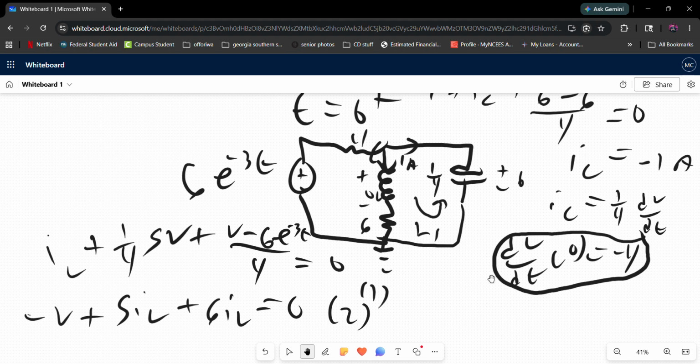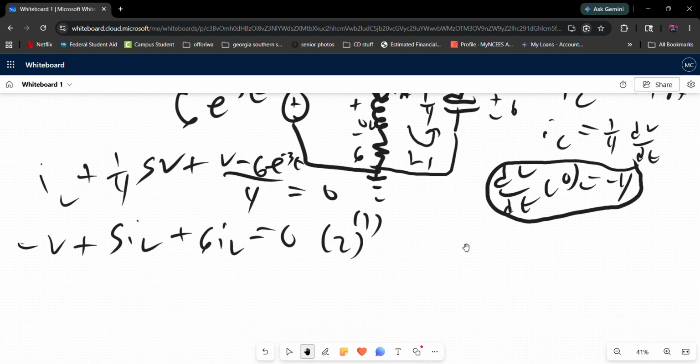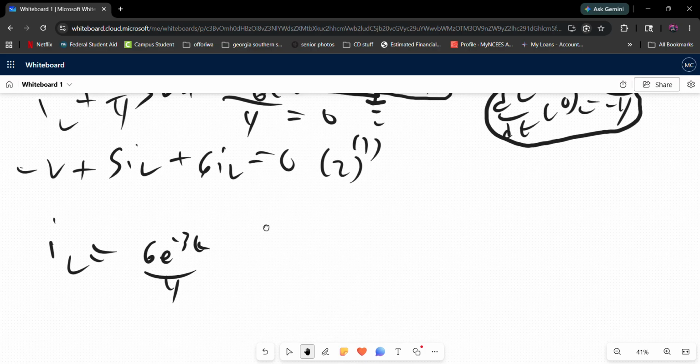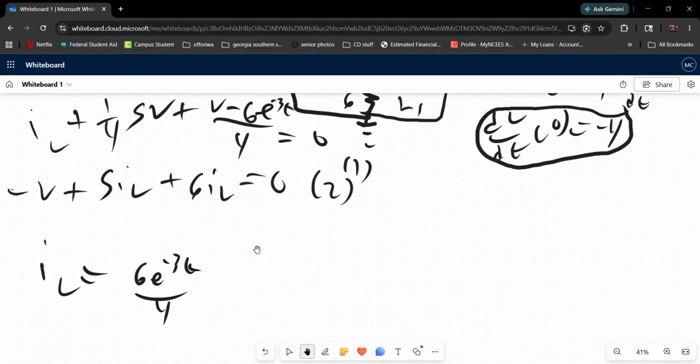So now we're going to use equation 1. We're going to solve for IL, and then take the derivative, and then plug that into equation 2. So let's reorganize equation 1 here. IL is going to be equal to 6 e to the negative 3t over 4, minus V over 4, minus 1/4 SV.